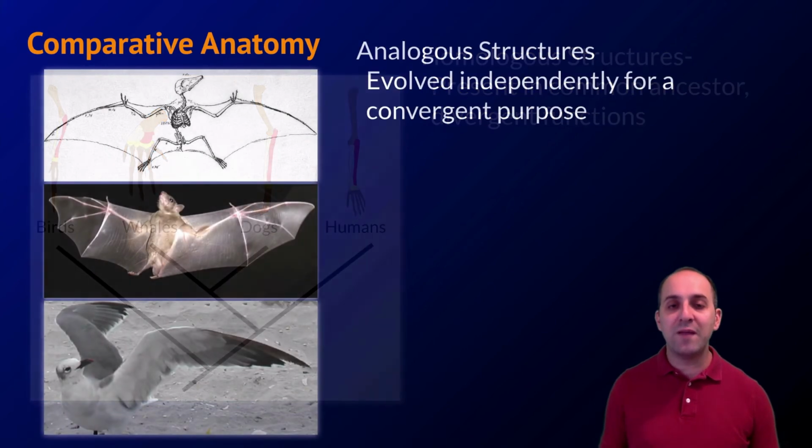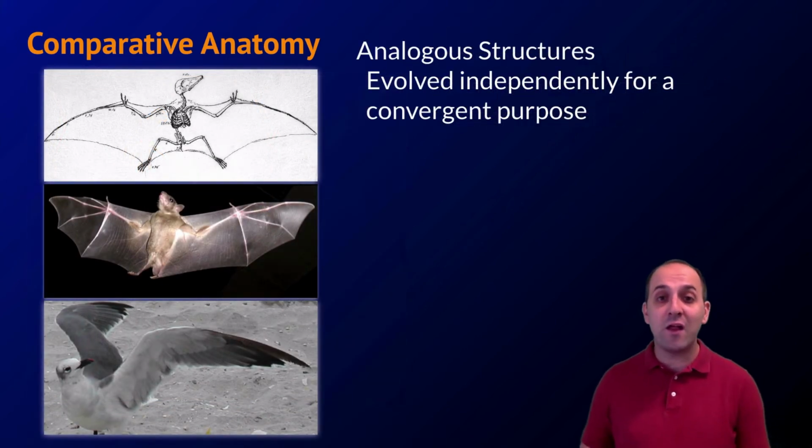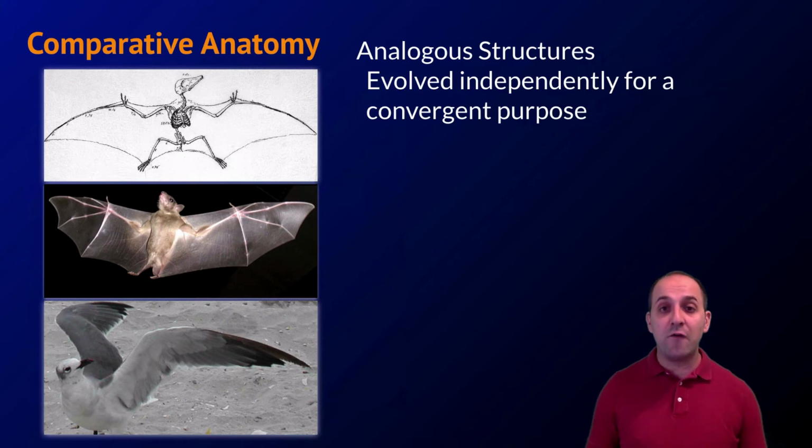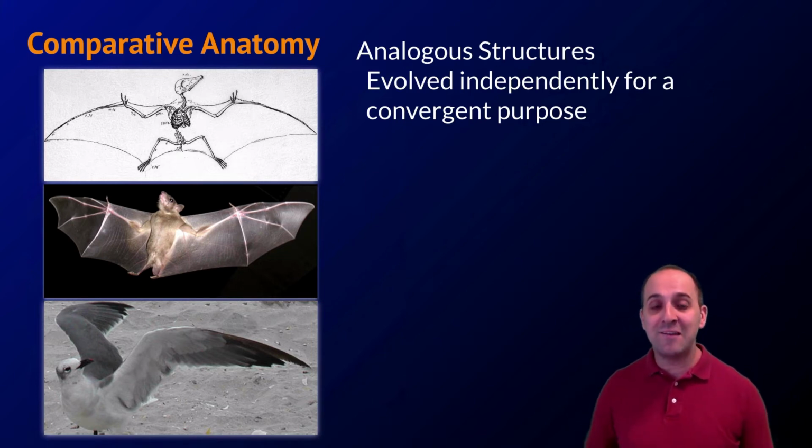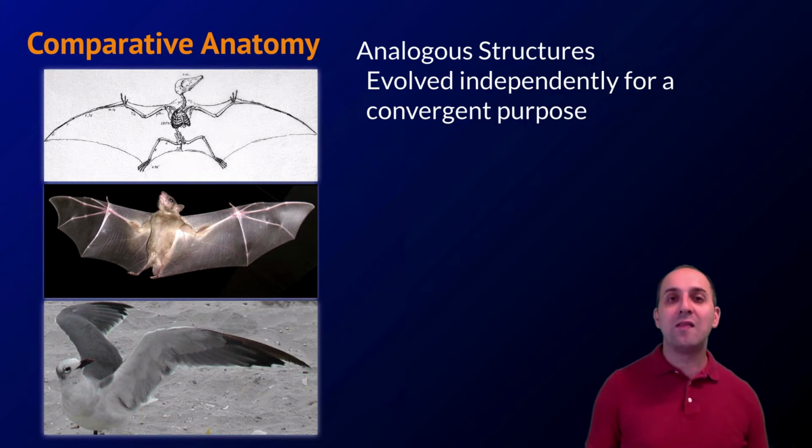Another useful piece of evidence from comparative anatomy are analogous structures. These are structures that evolved separately in different lineages of organisms, but for a similar or convergent purpose. A good example of this are wings in pterodactyls, bats, and birds. In each case, these wings allow these organisms to fly, but they each evolved independently.